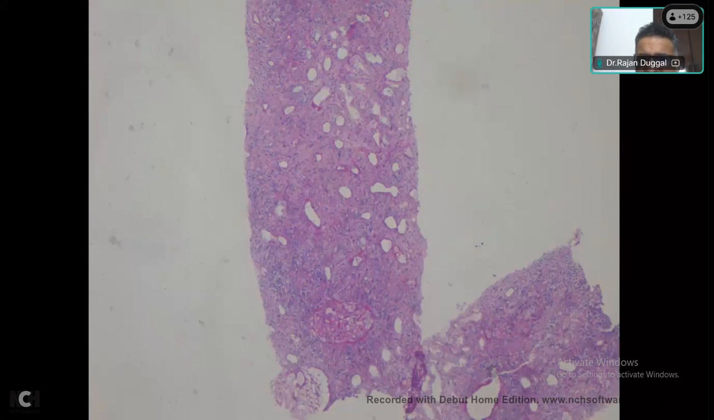Okay. So we go to high magnification. It is now high or medium power magnification. So you can see the glomeruli which are there. And glomeruli, at least at this magnification, they look fine. There are no crescents, so it is not a crescentic morphology.